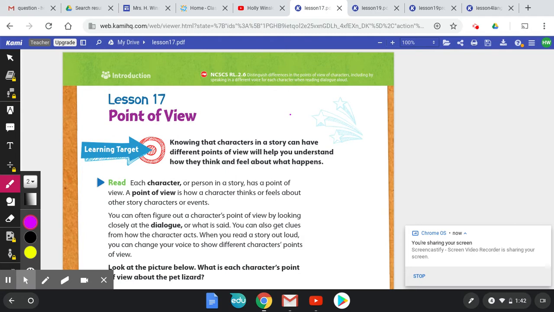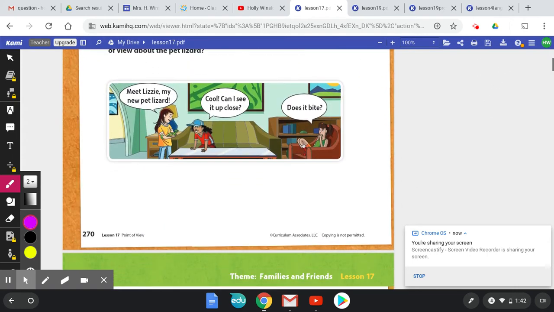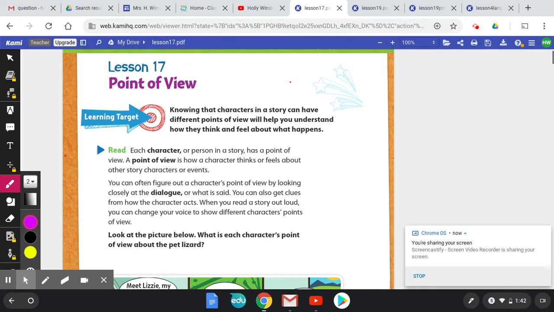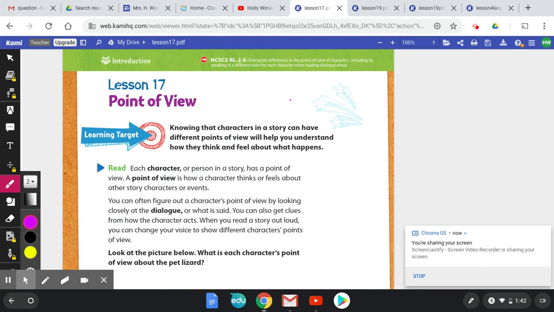This lesson is for point of view. It's lesson 17 in your reading book, and I am looking at page 270 for day one. Our learning target, remember, is knowing that characters in a story can have different points of view will help you understand how they think and feel about what happens.